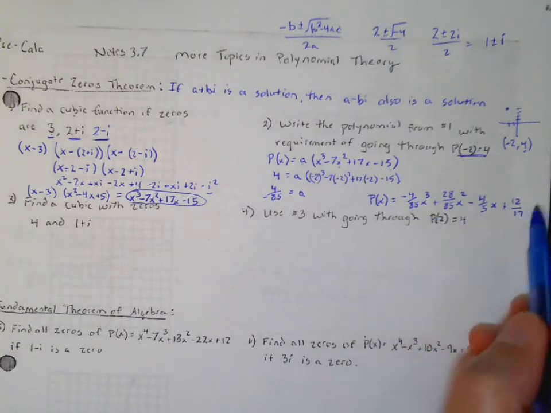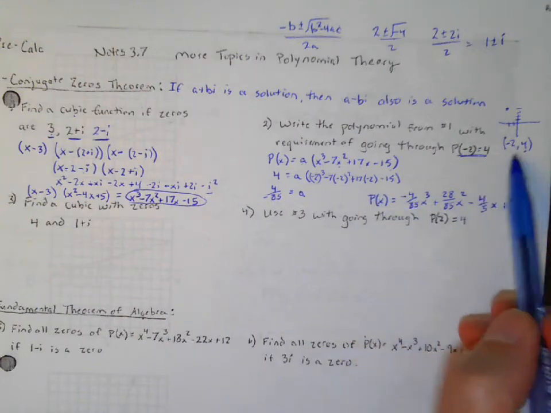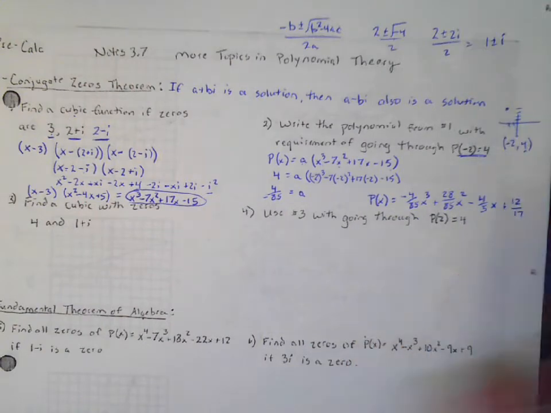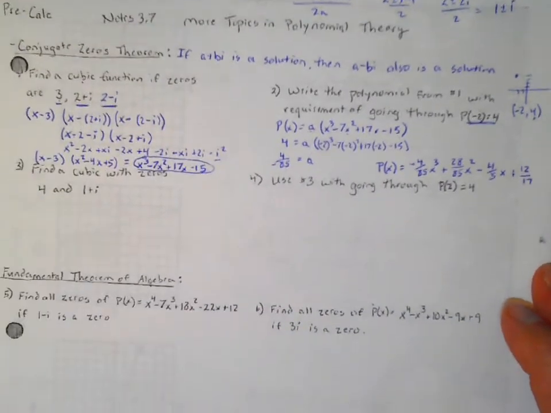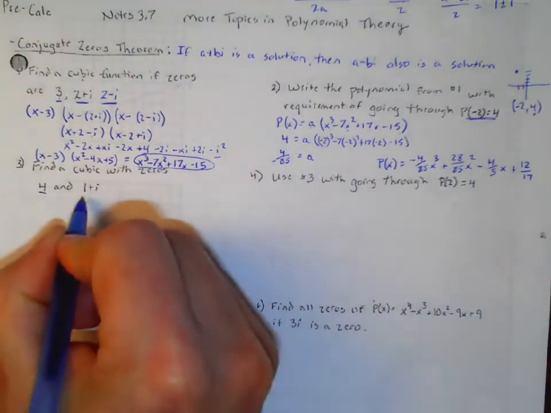So you can check this in Desmos if you'd like to. We know that this function, if you graph this, will go through the point (-2, 4), and it will have these zeros. Okay, a lot of multiplying there. Okay, we'll do one more example. Maybe you want to try and do it yourself first and then tune in.